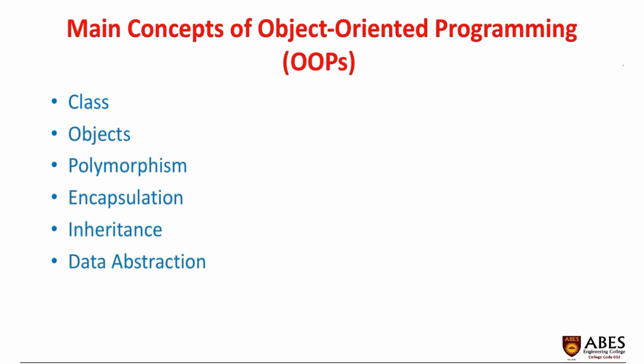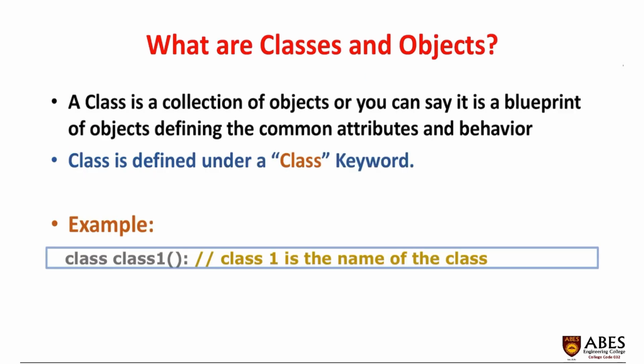Now, what is a class and object? A class is a collection of objects, or you can say it is a blueprint of the object, defining the common attributes and behavior. Class is a collection of objects. It means there are some classes, and they have some objects. A class is defined by the keyword class, but an object is not defined by a keyword.